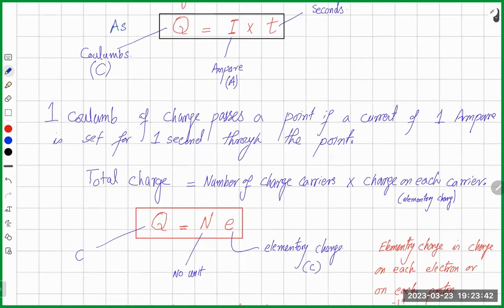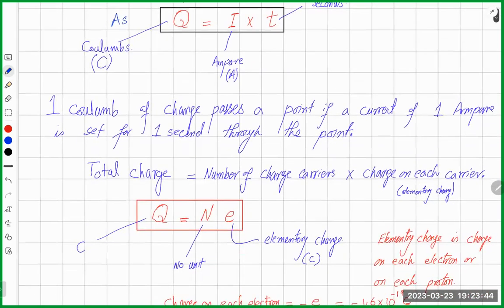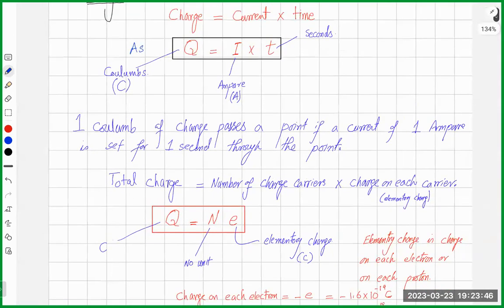1 coulomb of charge passes a point if a current of 1 ampere flows for 1 second through the point. If 1 ampere of constant current is flowing through a certain point for 1 second, a total of 1 coulomb of charge has passed through.